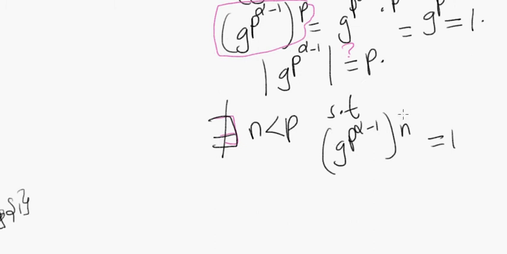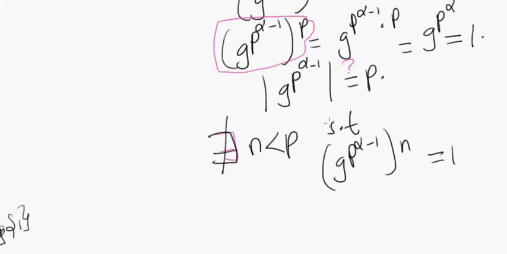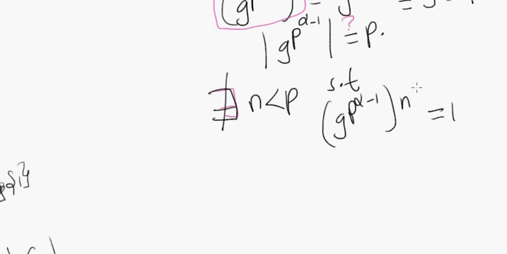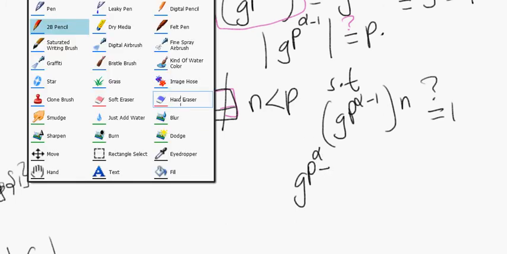Because if such an n exists, can we say that the order of g to the p to the alpha minus 1 is p? If we can't say that, let's think about this. Can such an n exist? Can there be some n less than p such that g to the p to the alpha minus 1 times n gives us the identity? So let's think about that. What's g to the p to the alpha? I don't want to screw up the calculation here.